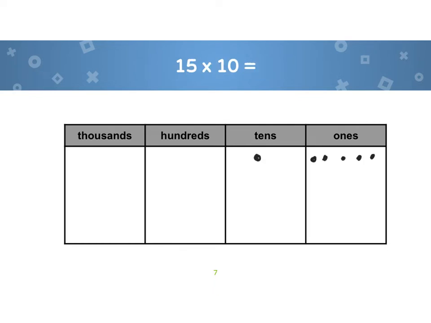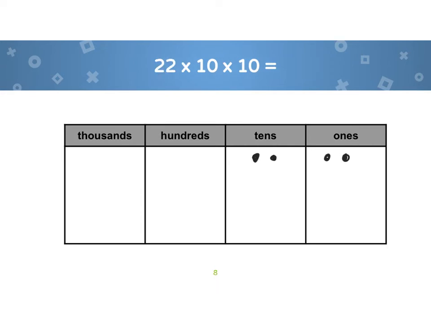Okay, so here we have 15 times 10. What I've done is I've put 1 ten and 5 ones on my place value chart. Now I need to multiply by 10. So if I multiply this times 10, and I multiply this times 10, then I'm going to get 150 as my answer.